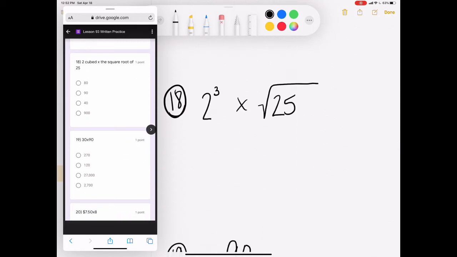18. 2 cubed times the square root of 25. 2 times 2 is 4. 4 times 2 is 8. 8 times, what times what is 25? 5 times 5 is 25. 8 times 5 is 40 on number 18.